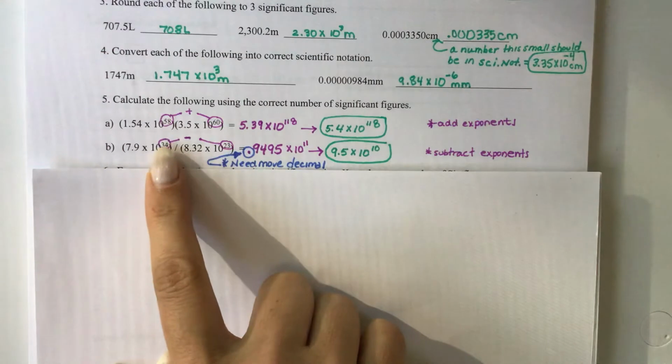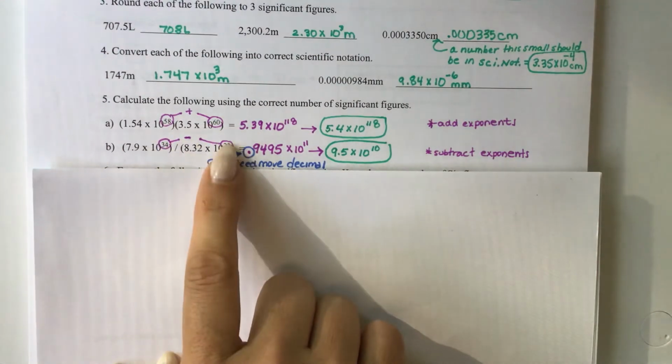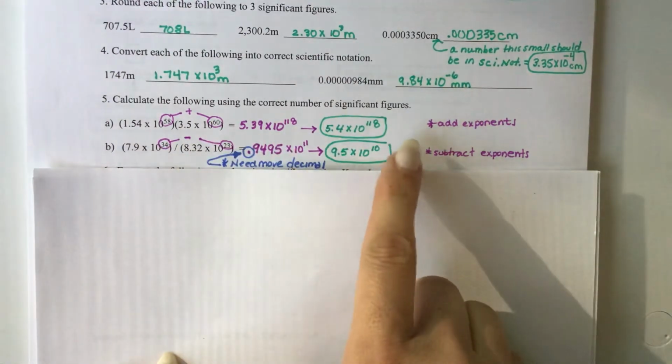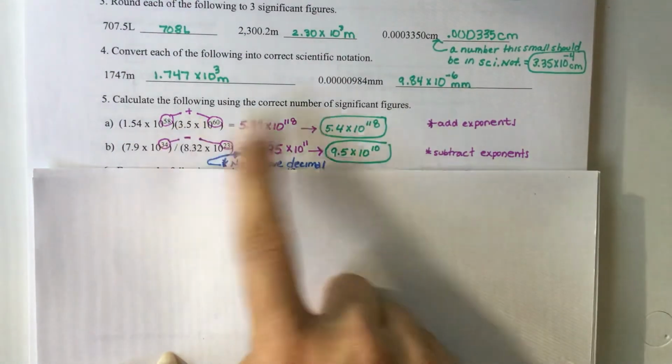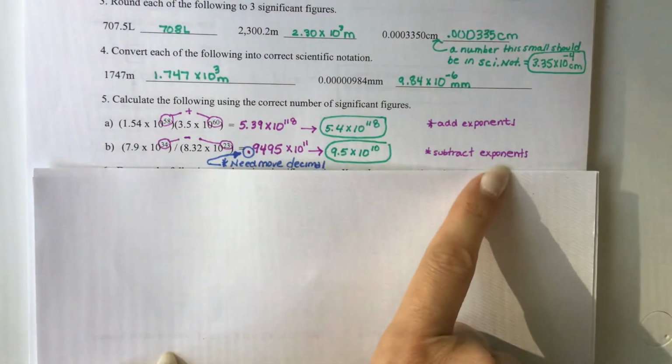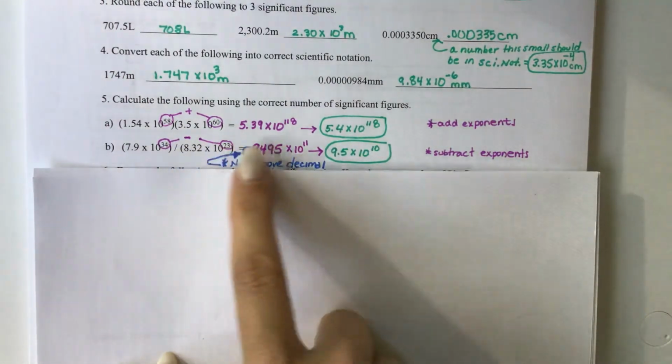Let's see what I did with the exponents. I took 34 and I subtracted it from 23. Remember, when you divide, exponents now get subtracted. So here are my 2 notes. When you're multiplying, exponents get added. When you're dividing, exponents get subtracted. Okay, so I subtracted my exponents and I get 11.